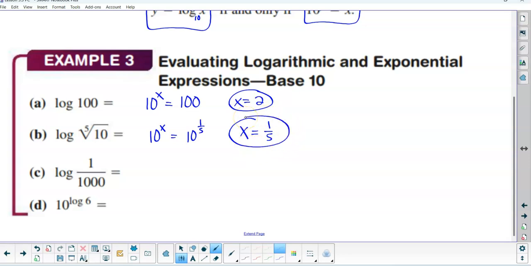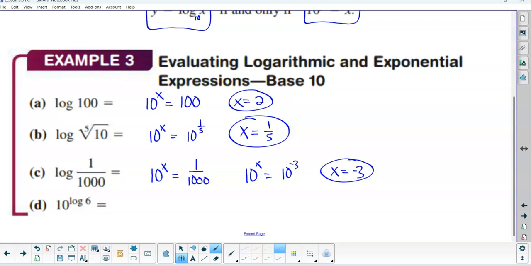Part C, we have a common log of 1 over 1,000. So 10 raised to what power equals 1 over 1,000. I'm going to rewrite that 1 over 1,000 as 10 to the -3 because 10 to the third is 1,000, so 10 to the -3 is 1 over 1,000. And now you can clearly see that your result is -3 because we have two bases there on both sides with the same number.